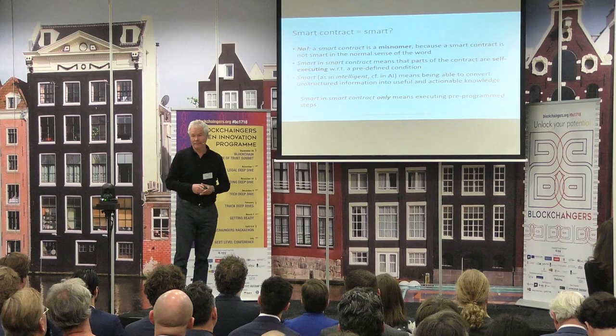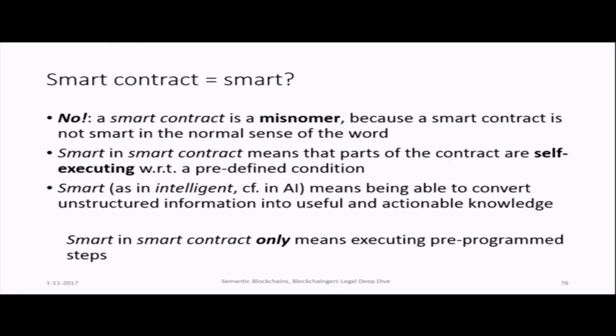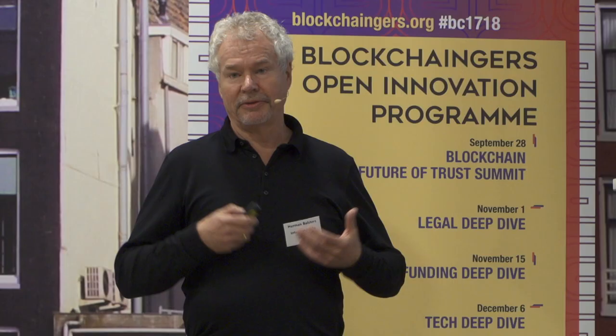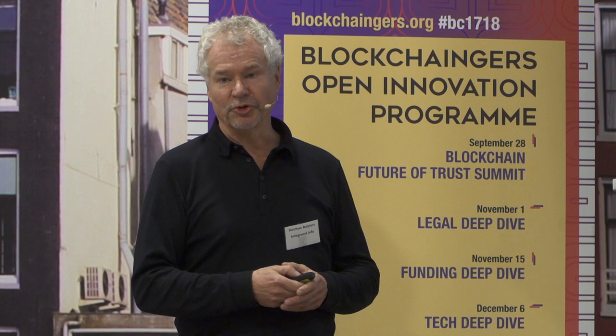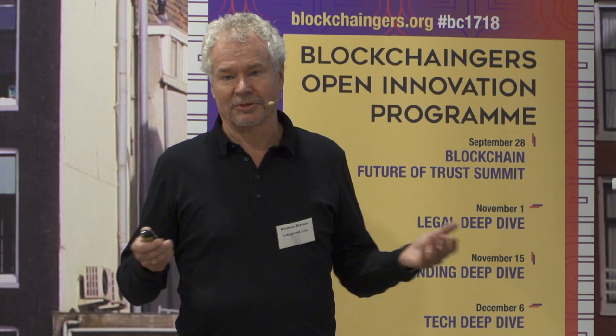Well, first of all, smart contracts, are they smart? I would say no. It's grossly overrated to talk about smart contracts as actually being very smart. All they do is execute pre-programmed steps. I think if you're talking about smart, then you would have to be able to convert unstructured information into structured information. That's something that a smart contract does not do. You put into a smart contract a clause saying that if a certain condition is met, then you perform a certain action. So smart contracts, if they're smart, are so only in a very limited sense.